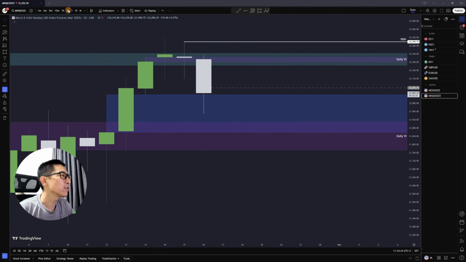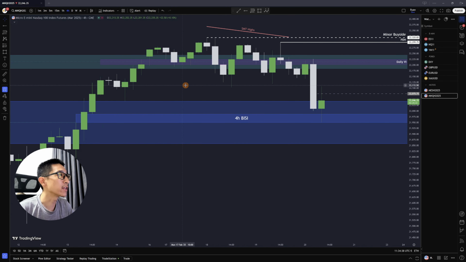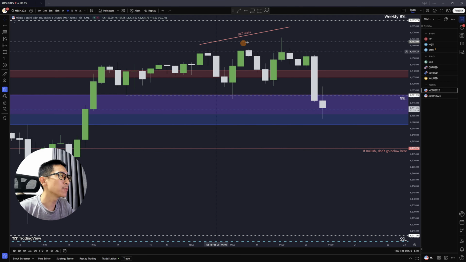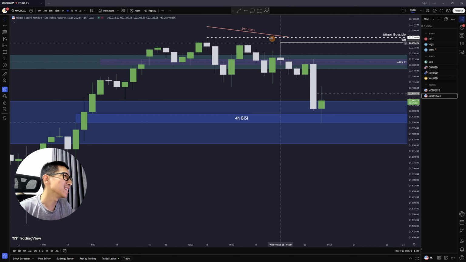Now, I want to jump into the 4-hour. And the only thing I really want to note, actually two things. If you look at the highs right here, we do have SMT divergences on the highs. If you look at S&P, it was able to make a higher high on Wednesday, but the Wednesday high right here did not take out the previous high. So we do have divergence on the highs that further fueled my conviction that we're going to go to the downside today.